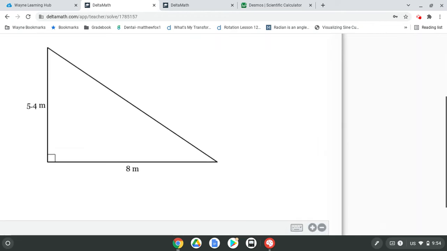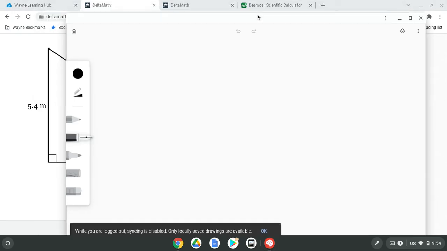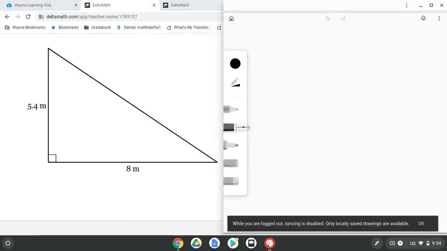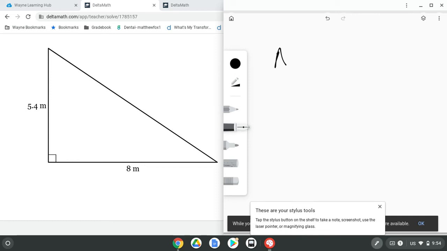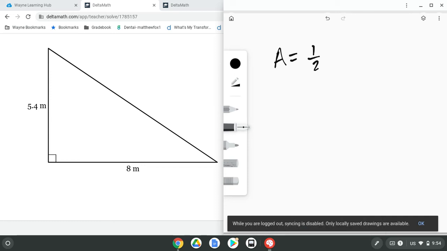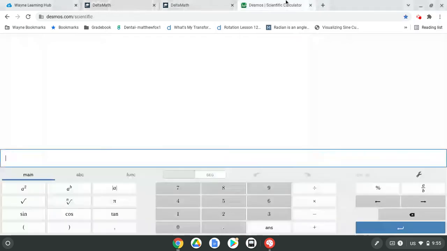So if we have this example here, if we had 5.4 meters and 8 meters, first if we are finding the area, I don't know if you guys recall, but our formula is A equals 1/2 times the base times the height. Okay, so the base of the triangle in this case will be 8. Notice the base and the height have to form a right angle. So the height is 5.4. So if we did 1/2 times 8 times 5.4, that will give us what our area is.